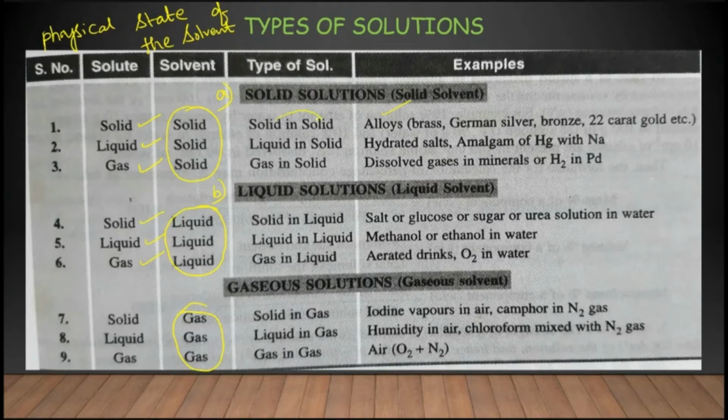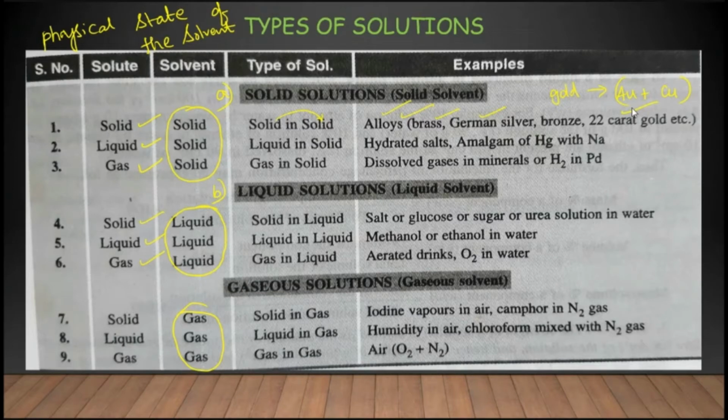Okay. For solid solution, you can see alloys, as I told you on the previous slide. Some of the alloys we have seen are brass, German silver, and gold. These are examples of solid solutions. Both are solids. Take the example of gold. It is a mixture of two elements, gold plus copper. Both are solid. When you melt and then mix the two elements, it solidifies and forms a mixture. It's an example of solid in solid.